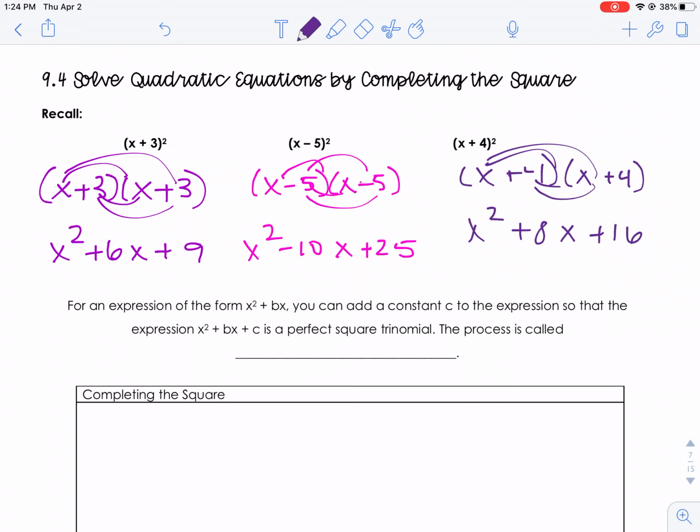Okay, so we're going to look at the patterns that are created here, but for an expression of the form x squared plus bx, what we're going to be looking at is adding on a constant c, adding a c to the end, so that it's a perfect square trinomial. And these are all examples of perfect square trinomials. When we create that c value, what we're doing is completing the square. So that's what that process means. We're creating that perfect square trinomial, so that's why it's called completing the square. We're finishing off the trinomial so that it's a perfect square.